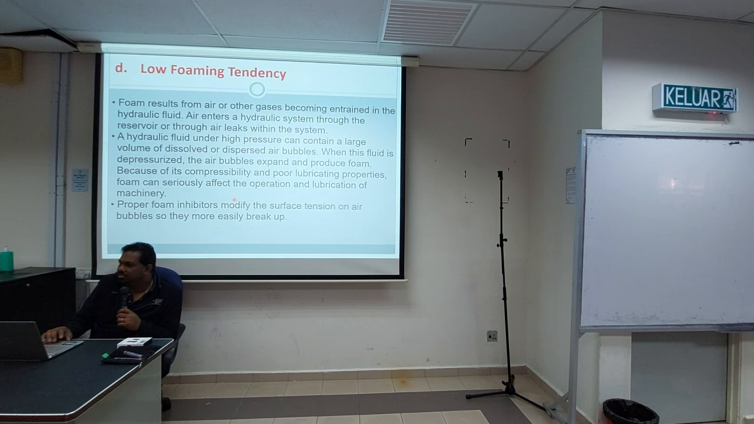So apa yang dia selalunya akan buat? So this foam inhibitor dia akan jadikan bubble itu lagi ringan. So bubble akan naik ke surface. So dekat surface tu dia akan masuk ke udara. So modify the surface tension of the air bubbles so they can easily break up. Easily break up ataupun bubble-bubble dia akan macam gabung sekali, dia akan jadi ringan, dia akan pergi ke surface. So surface tension dah kurang, so dia akan pecah. So dia tak boleh tahan.